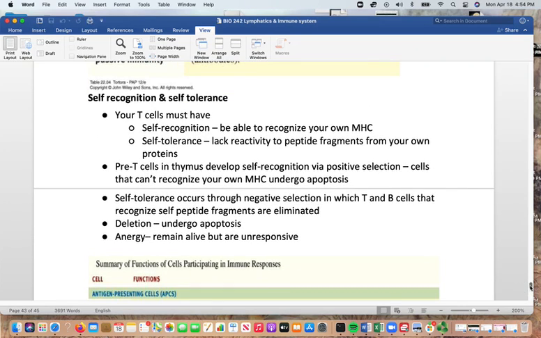So recognition and self-tolerance are important here. Your T cells have to have self-recognition. They need to know what's your MHC. They also need to have self-tolerance. They need to not react to peptide fragments from your own proteins.